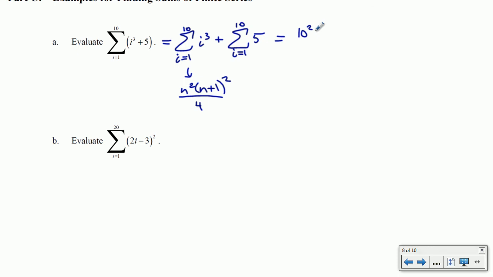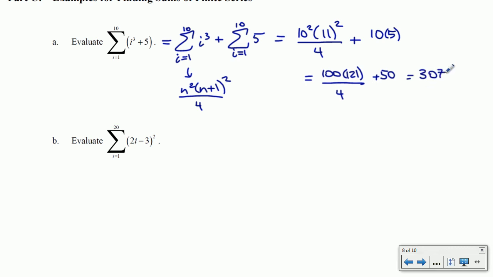So then we have 10 squared, 11 squared over 4 plus 10 times 5. And this would give us 100 times 121 divided by 4 plus 50. And eventually we would get to 3075 with this sum.